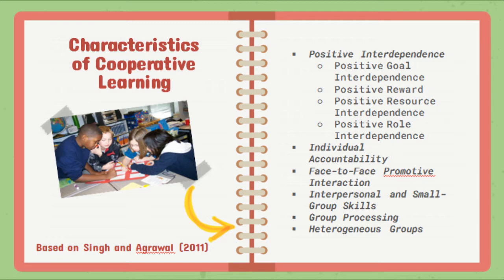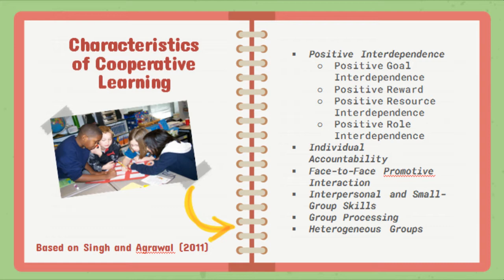So for positive interdependence, in a study group, namely positive goal interdependence, positive reward interdependence, positive resource interdependence, and positive role interdependence. So for the first is positive goal interdependence. In this method, students will feel they can achieve their learning goals if and only if all members of the group can also achieve their goals.